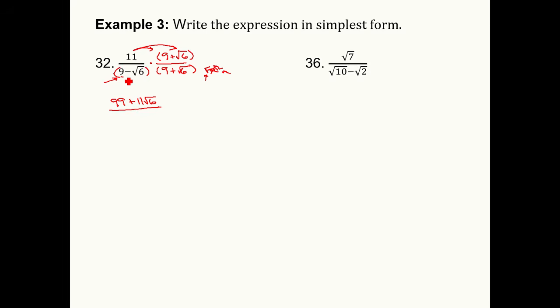And if I look at my two conjugates here, first times first is 81. Last times last is like negative root 6 times positive root 6. That is a negative root 6 squared, or just a negative 6. So in multiplying together, you can see that conjugate got rid of all radicals in the denominator. Our final answer is 99 plus 11 root 6 all over 81 minus 6, that is 75.